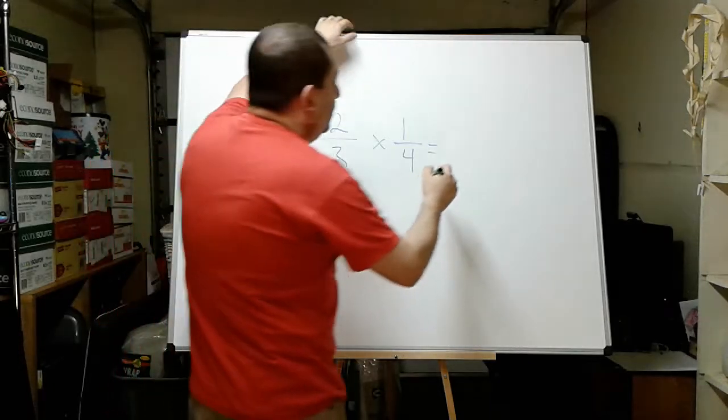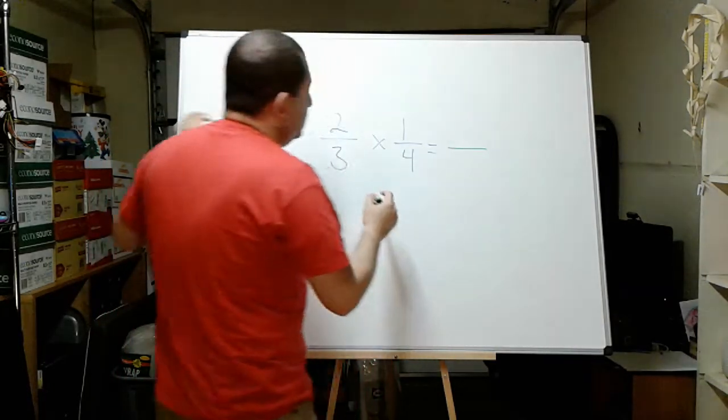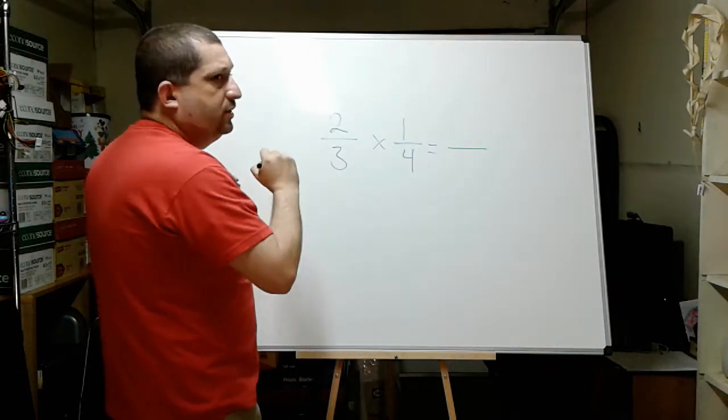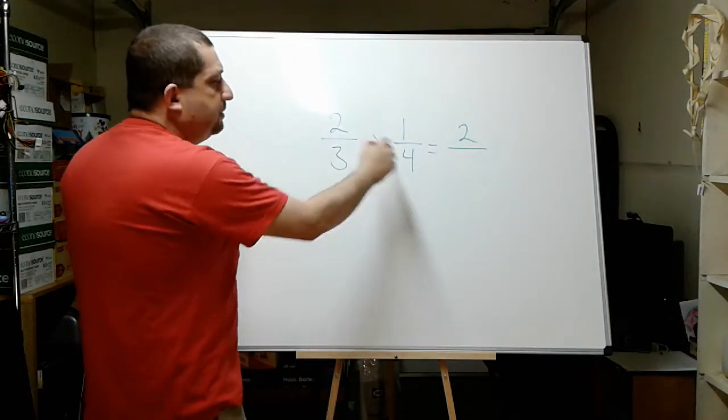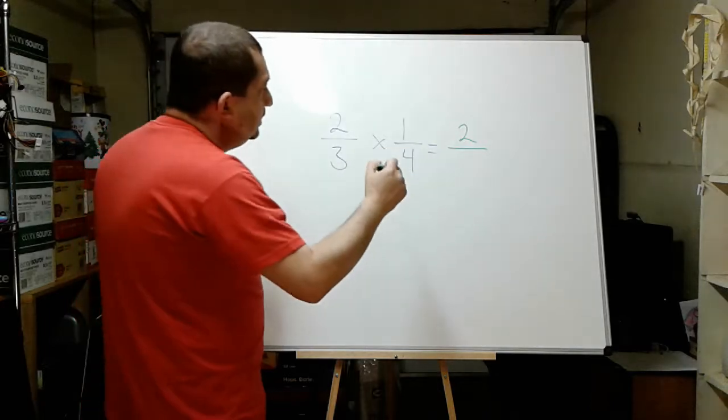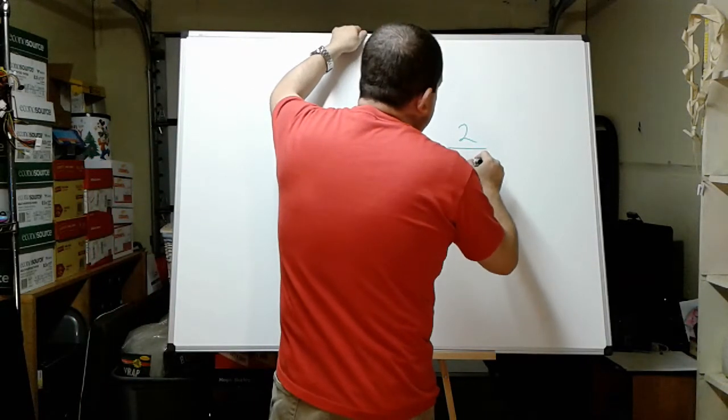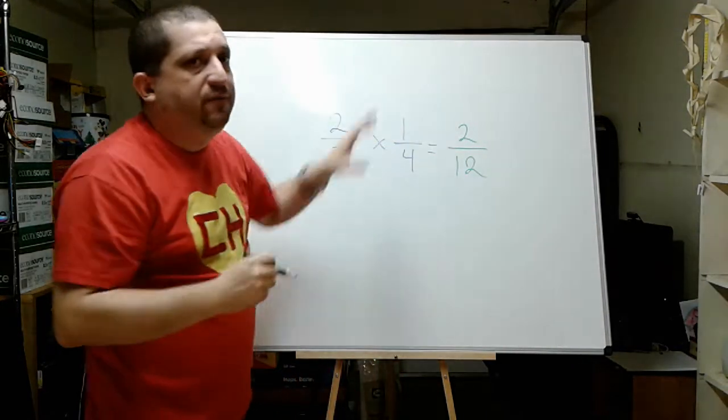That's it, very simple. So what I have to do right here, my friends, I'm going to multiply 2 times 1. How much is 2 times 1? It equals 2. And then 3 times 4. How much is 3 times 4? It equals 12. Very nice. And this is my first correct answer.